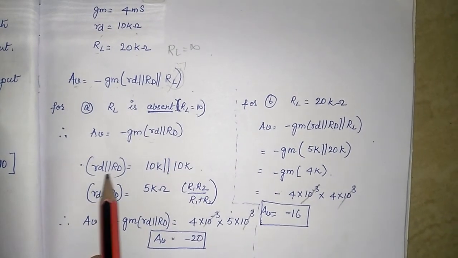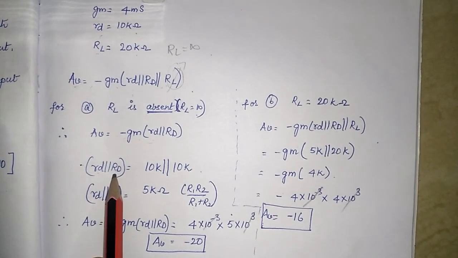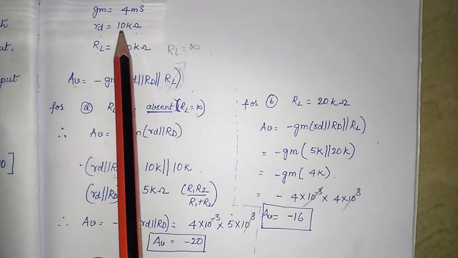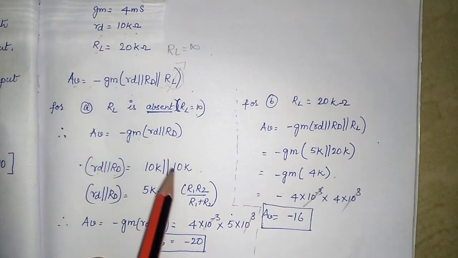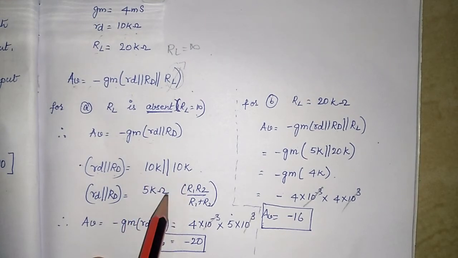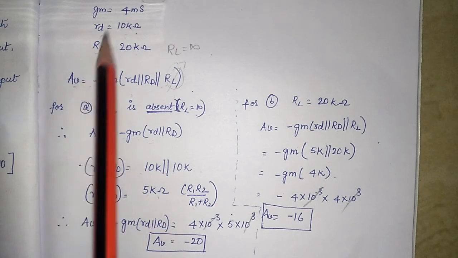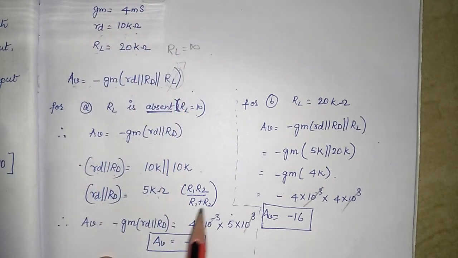capital Rd. We know the values of small rd and capital Rd: small rd is 10 kilo ohms and in the circuit diagram capital Rd is also 10 kilo ohms. So, small rd parallel capital Rd will give you 5 kilo ohms. So, what is AV? AV is equal to minus gm into this. Given that gm is 4 millisiemens, 4 milli into 5K will give you minus 20.